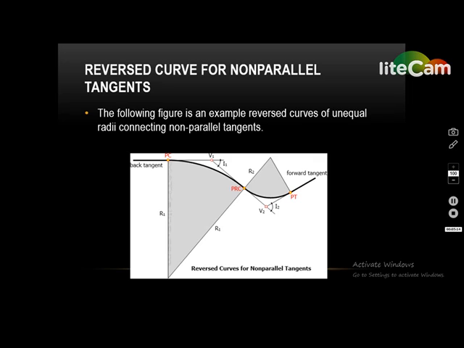So now we see two curves of completely unequal radii. One is bigger and one is smaller, the first one being bigger and the second one being smaller, connecting non-parallel tangents. These tangents are not parallel. They have an angle of I2, as you can see, and there's a back tangent and the forward tangent.